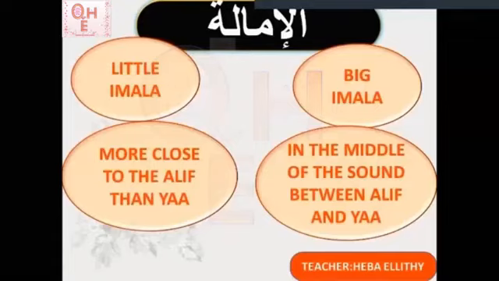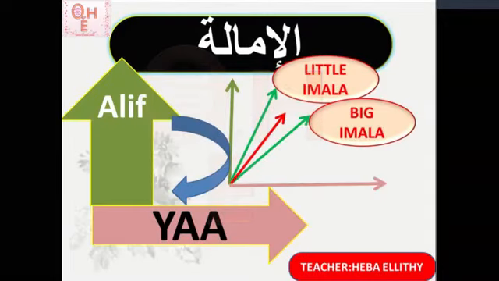Some people have the opposite of imala. If we go to the picture here, instead of ba, they say ba with an open sound. This is more clear in Syrian, Yemeni, and Saudi Arabian, in some places, not the whole country. In some places of these countries, instead of a straight alif ba, they say ba with a very open sound, opening their mouths too much.